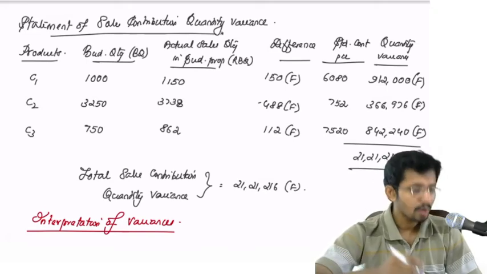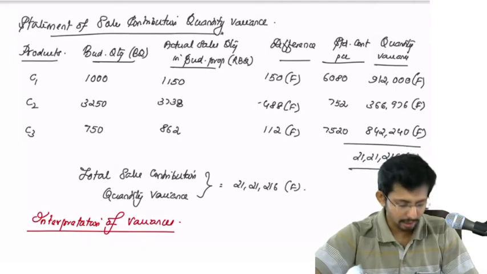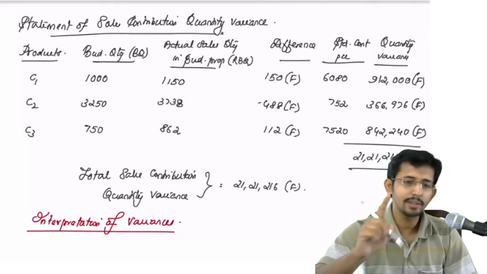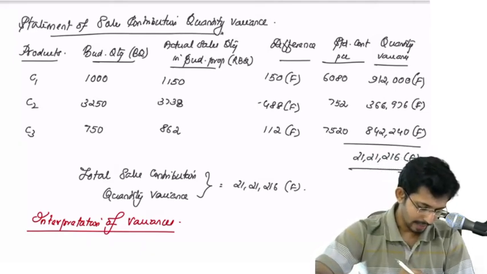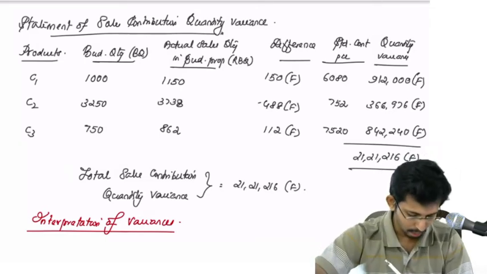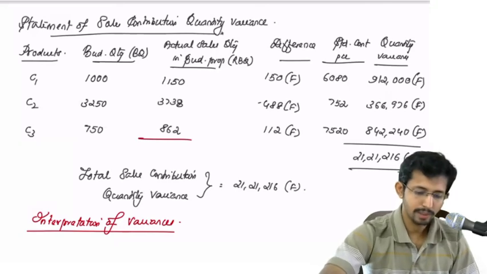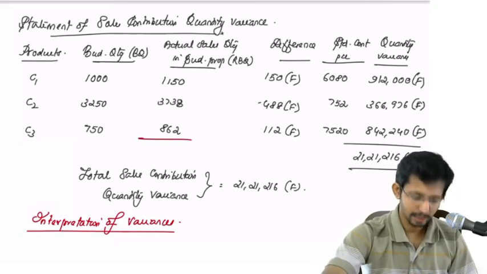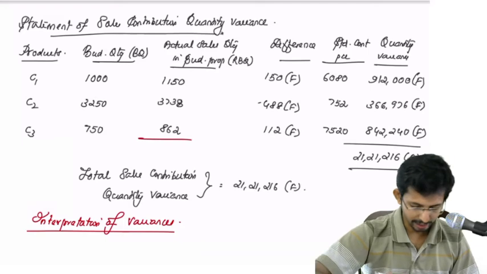Okay, and why is it so? It is so because this quantity variance is the difference between what? The actual quantity and the budgeted quantity. Am I right? Actual quantity means how much? It is 1150 plus 3738 plus 862, 5750.